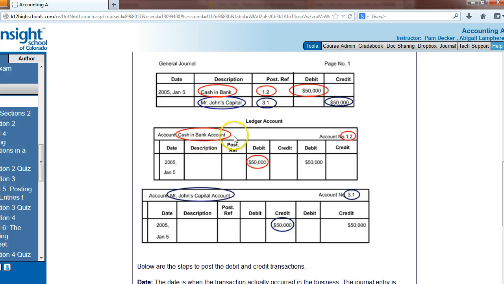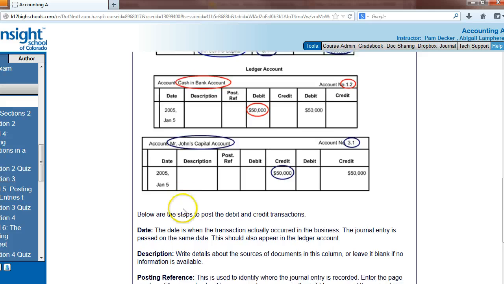So our cash and bank account, account number 1.2, on January 5th was debited $50,000. So it has a debit balance. Again, these last 2 columns are the balance columns. So we have a $50,000 balance in cash and bank. Mr. John's capital was the other account affected. We have a credit of $50,000, and so we have a credit balance in our capital account for $50,000.